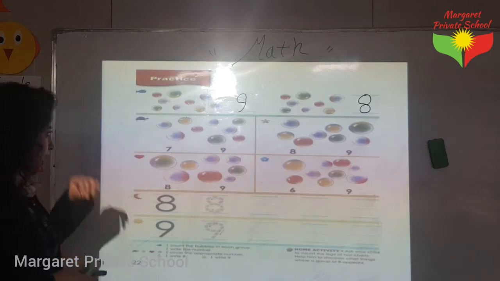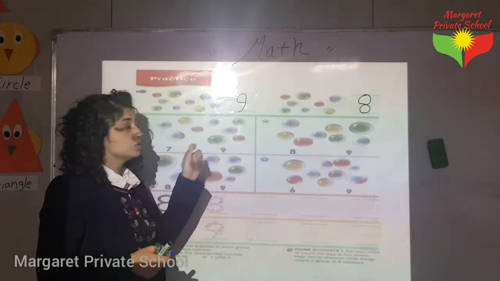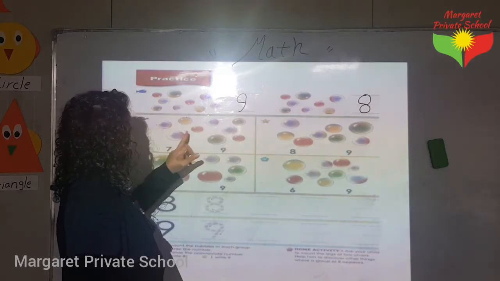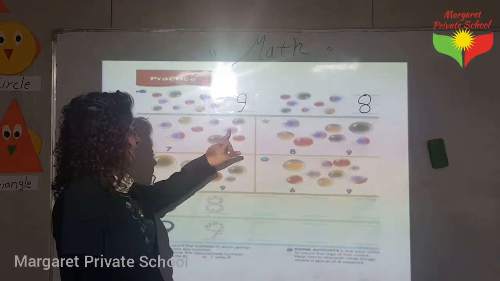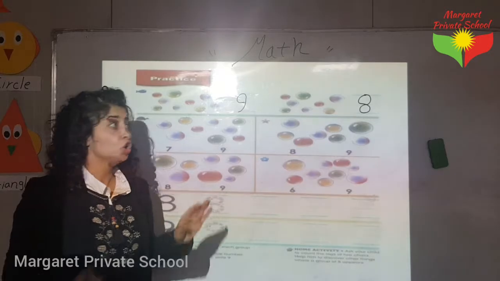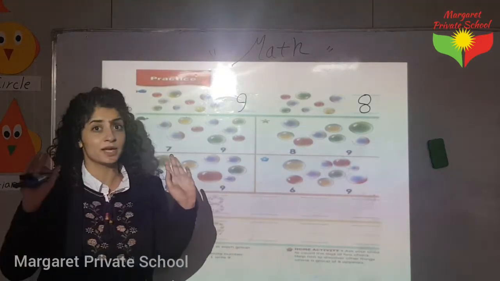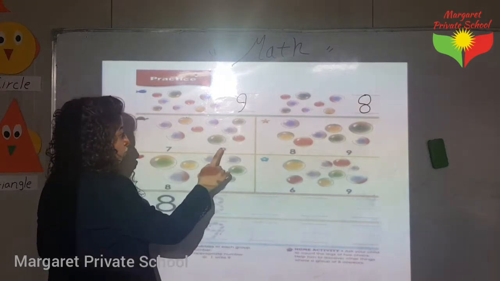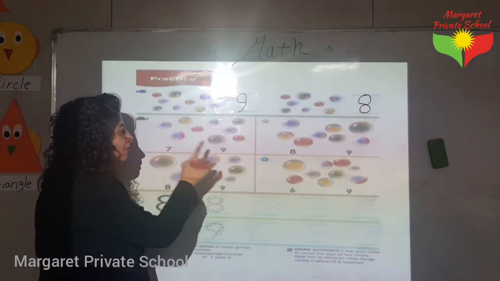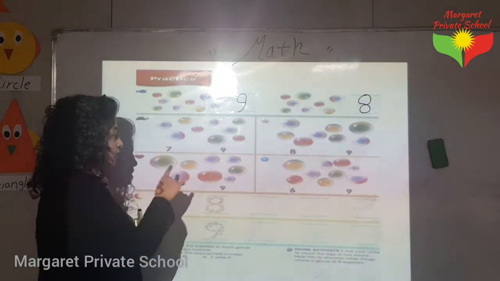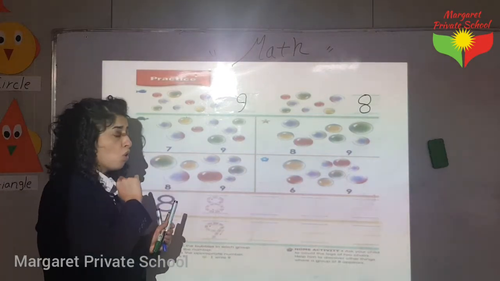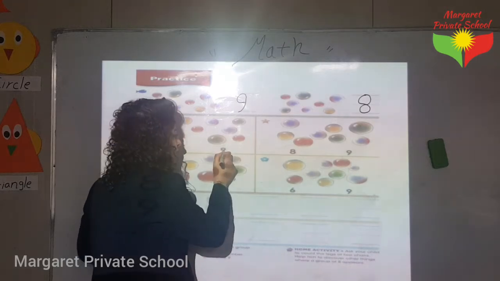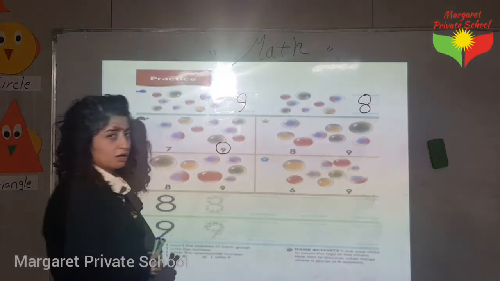After that, how many bubbles are there? Let's count: 1, 2, 3, 4, 5, 6, 7, 8, 9. So you must find the true answer. We have 9 bubbles. Which one is the true answer? Number 9. This number 9? No. This number 9? Yes. So you must draw a circle around number 9.